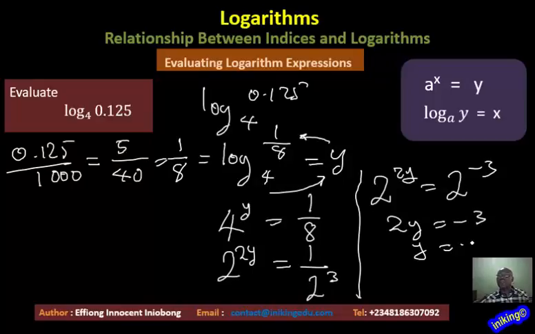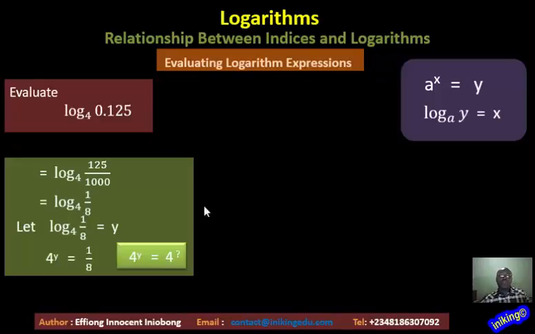And our y is what? Minus 3 over 2. And that's the value of log of 0.125 base 4. So we write there, and the value of logarithm of 0.125 base 4 is minus 3 over 2. Alright, so that's the procedure.